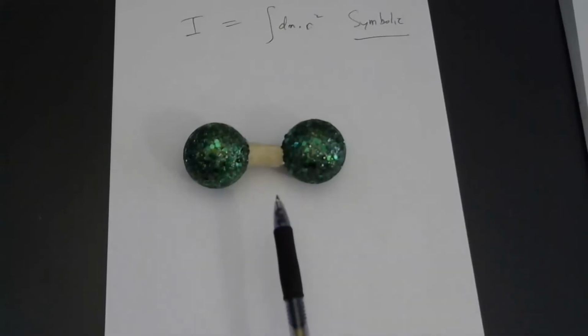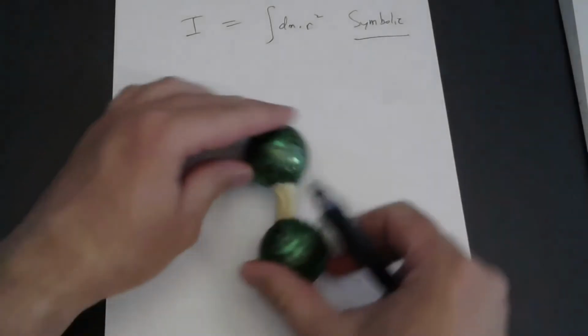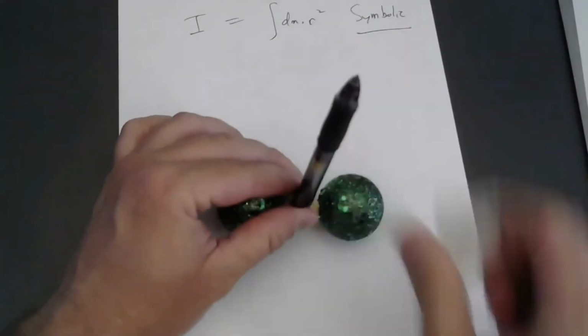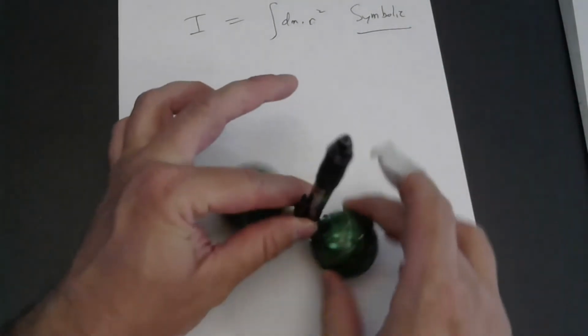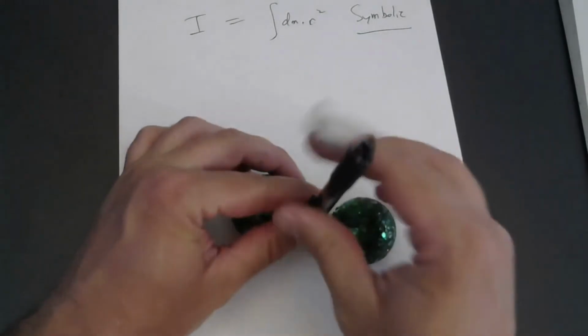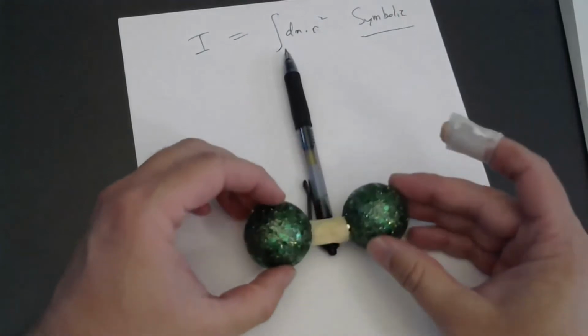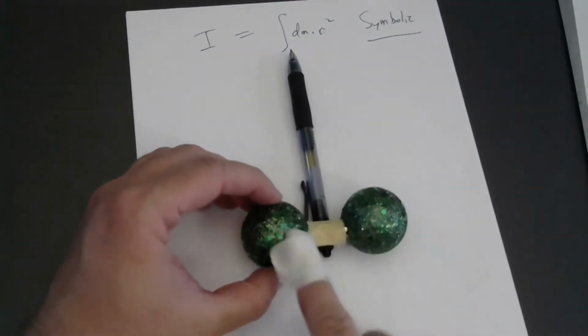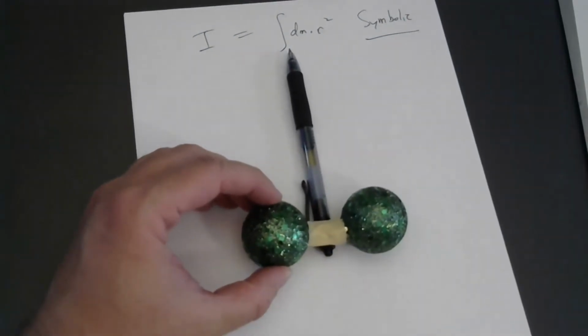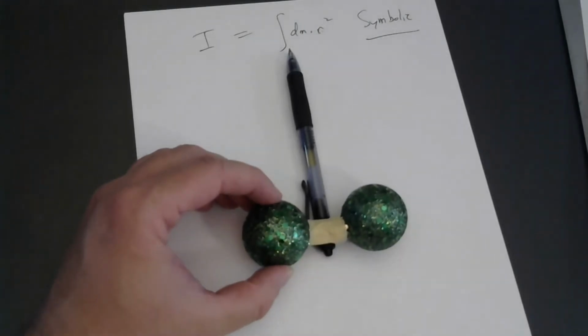Okay. Let's suppose that this thing is being rotated about this axis. See this axis coming out of the page here? That's the axis about which this thing is being rotated. So if we look at it from the side now, here's the axis of rotation. What I have to do is take each mass and multiply by the square of its distance from the axis.